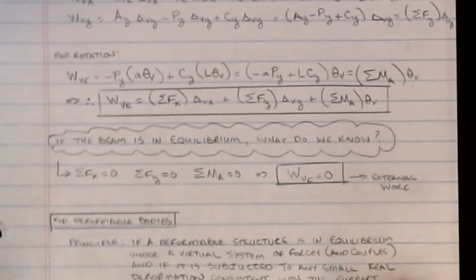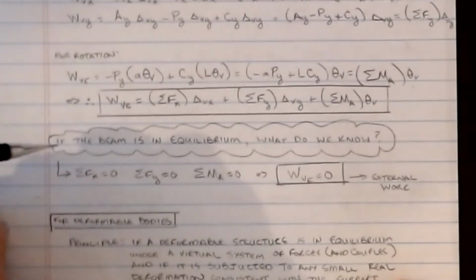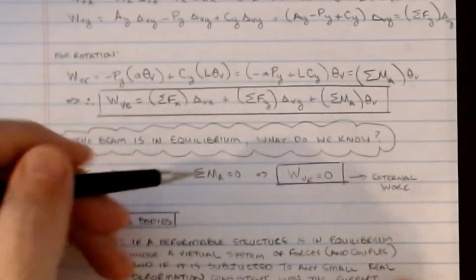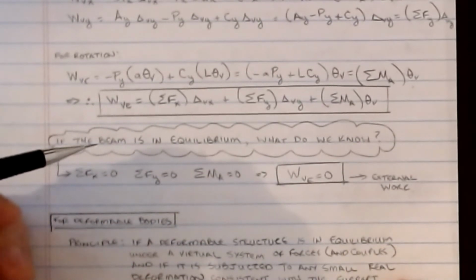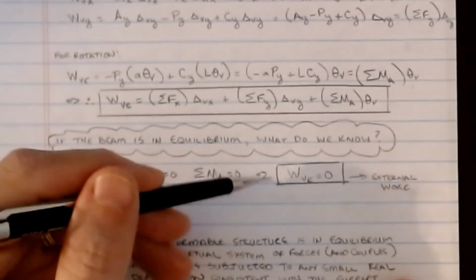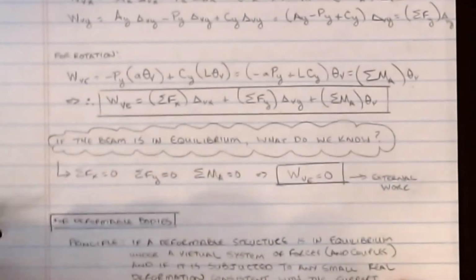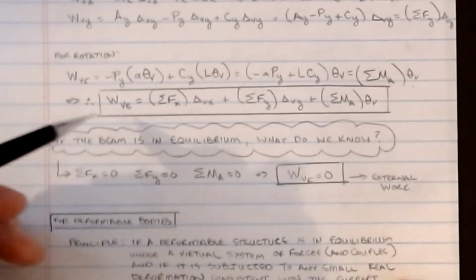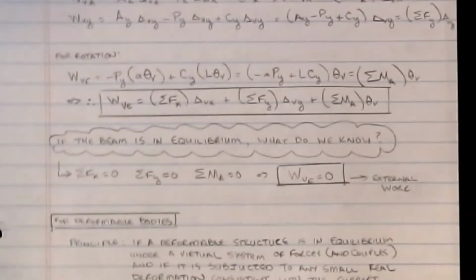Okay, now we talked about the physics principle. If the beam is in equilibrium, what do we know? Well, we know that the sum of forces in x is 0, the sum of forces in y is 0, and the sum of moments is 0. Those are Newton's laws. And if all of those are 0, then this equation tells me that the virtual external work is equal to 0. So the external work value is 0 when the beam is in equilibrium. All right, that's what happens for rigid bodies.